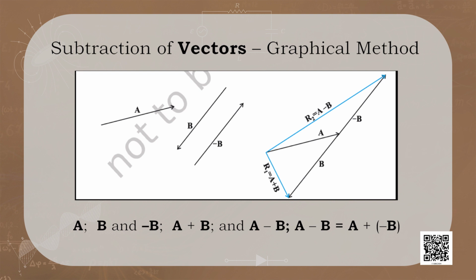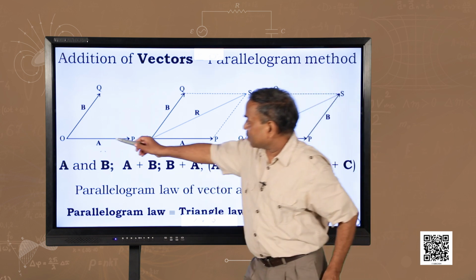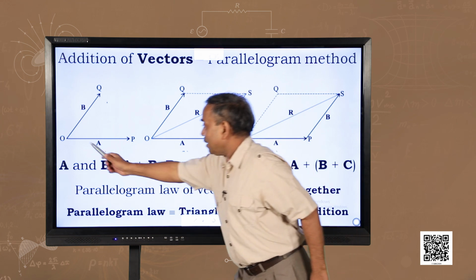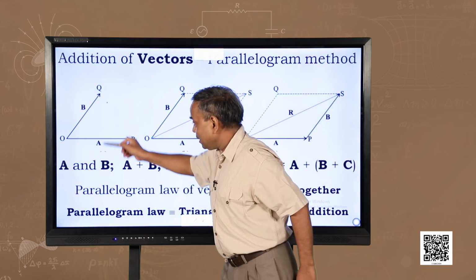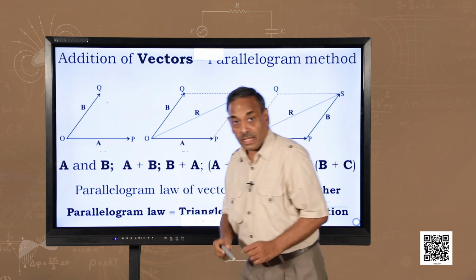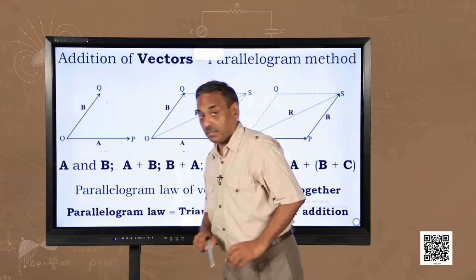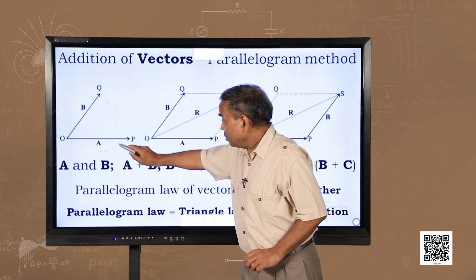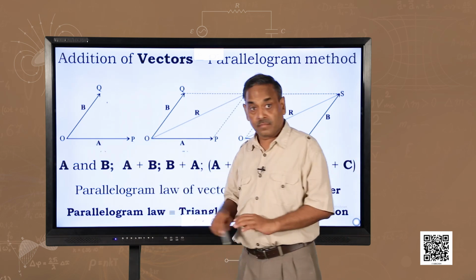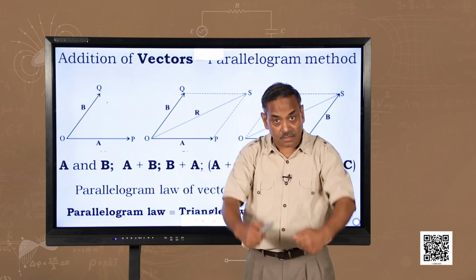Now, let us see the parallelogram law, the addition of vectors using a parallelogram. If you see the two vectors OQ and OP, named B and A respectively, they are applied at the same point O at the same time. Now, how to add them? You cannot put the tail of one at the head of the other, because the two vectors are applied at the same time.